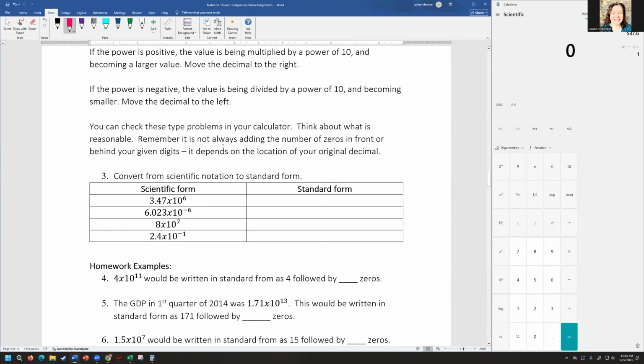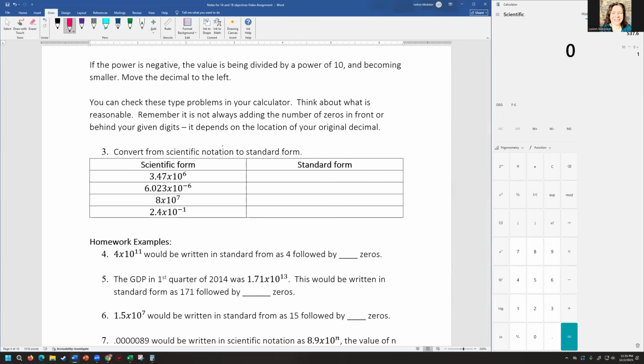So let's practice. We've got 3.47 times 10 to the 6. Notice my exponent is positive here, so this would be moving to the right. We'll erase the decimal after we're done so that it's not there anymore. We're going to move this 6 places to the right. 1, 2, 3, 4, 5, 6. This is the new home of the decimal, not where it originally was. Any missing spots we fill in with zeros.